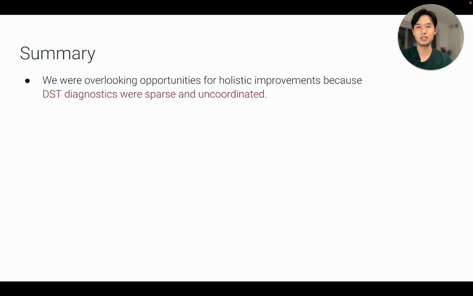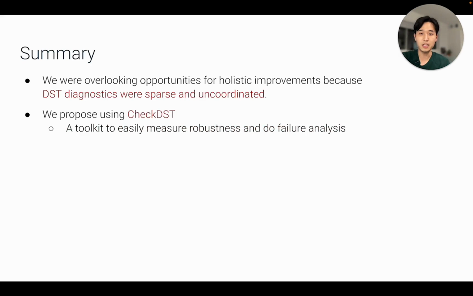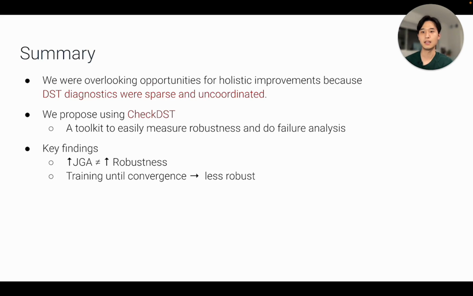In summary, the Dialogue State Tracking community was overlooking opportunities for holistic improvements because DST diagnostics that went beyond JGA and in-distribution tests were sparse and uncoordinated. And we propose using CheckDST to overcome this issue by providing a toolkit to easily measure robustness and compare failure modes. The key findings were that higher JGA does not necessarily correlate with higher robustness, and that training until convergence might actually lead to less robustness.